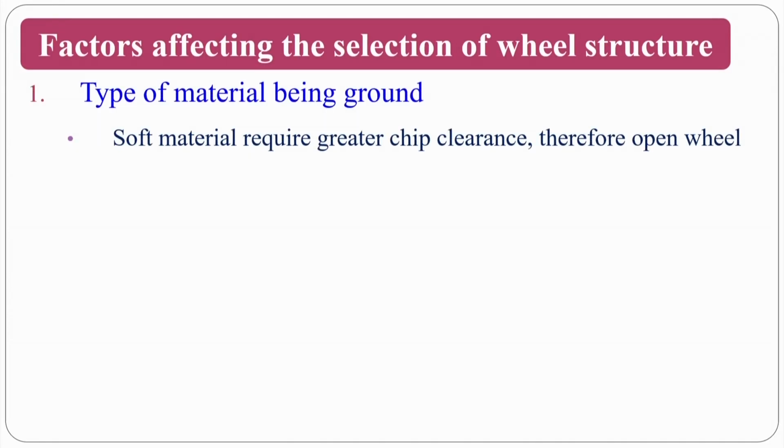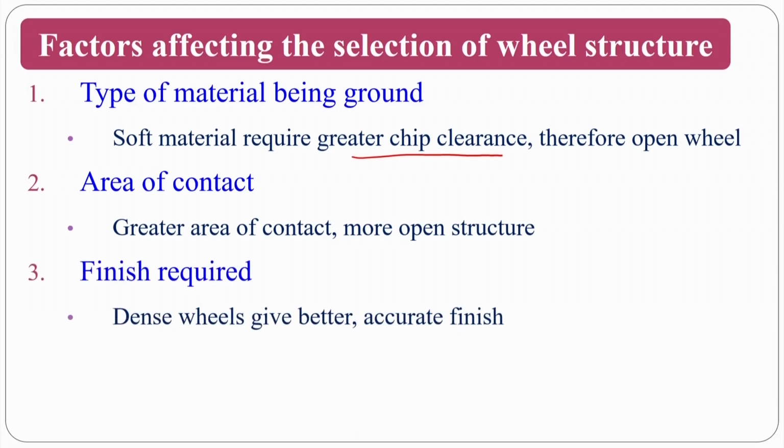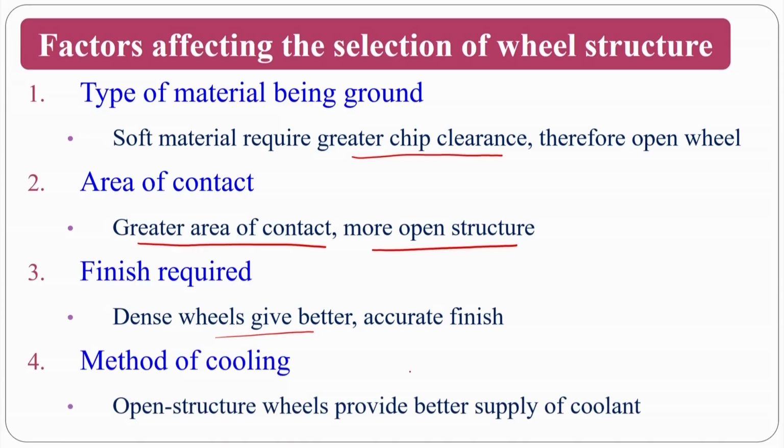Selection of grinding wheel. In this one, type of material being ground: soft material requires greater chip clearance, that is called open structure. Area of contact: greater area of contact, more open structure. Finish required: dense wheels give a better surface finish. And method of cooling. Normally, if I want to provide coolant, an open structure is better.